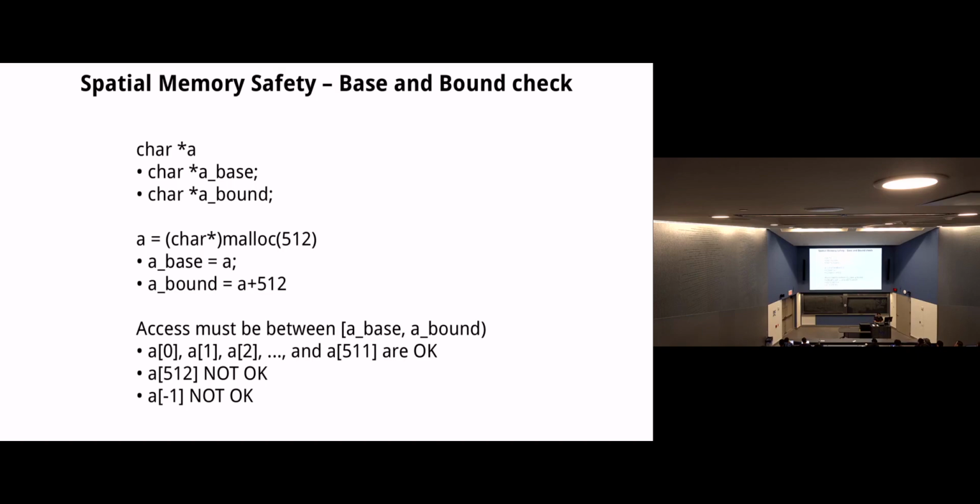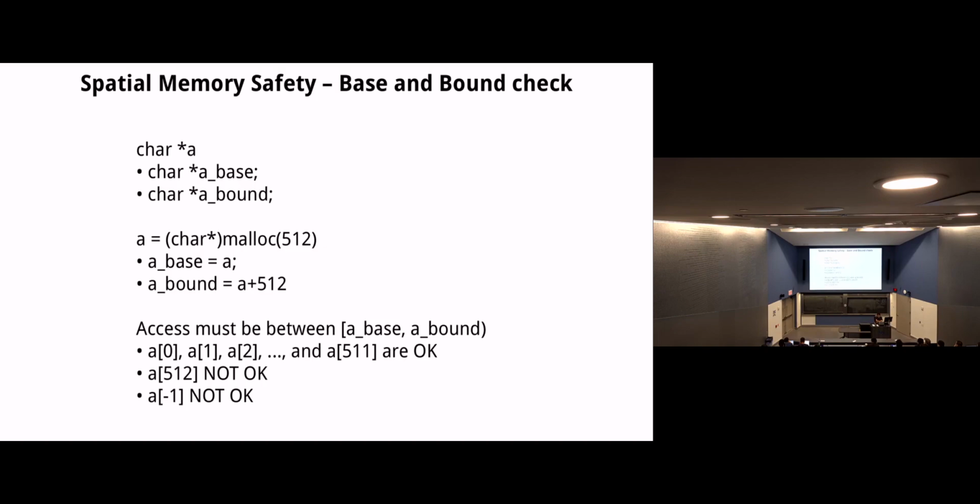So every access after that, there will be a check if that access is between A base and A limit, or A bound. And that access check is inserted, or instrumented, there by the compiler. For example, A[0], A[511], those are okay, but A[512], that's an illegal access. A[-1], that's an illegal access. The compiler will instrument instructions to do that check.